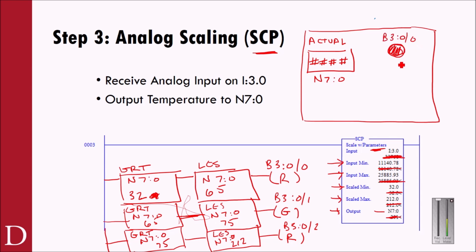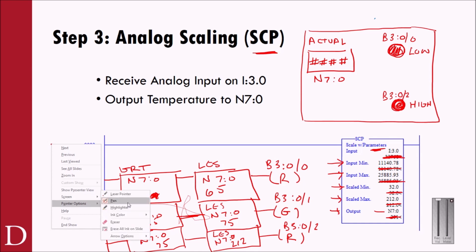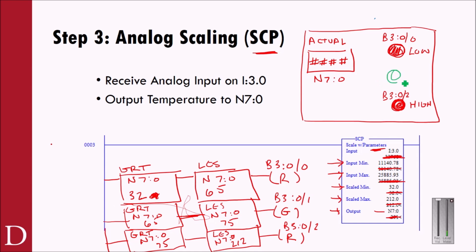But in addition to that, I would have a red lamp that I would tag to B3:0/0, and maybe I would call that the low lamp. I'd have another red lamp that I would tag to B3:0/2. Maybe I would call that the high lamp. So I've got a high or a low condition. And then, lastly, I would have a green lamp right in the middle here that I would tag to B3:0/1. And maybe I would call this my normal setting.